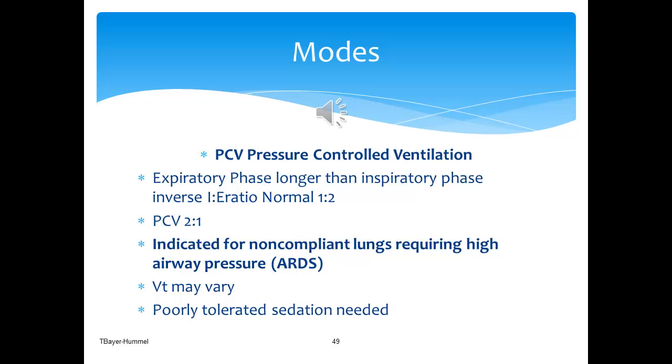Pressure-controlled ventilation. The expiratory phase is longer than the inspiratory phase. There is an inverse I/E ratio. Normally it's 1 to 2. Here it's 2 to 1. It's indicated for non-compliant lungs requiring high airway pressure, such as patients with ARDS. Can also be used with patients who have had lobectomies and are having difficulty oxygenating.